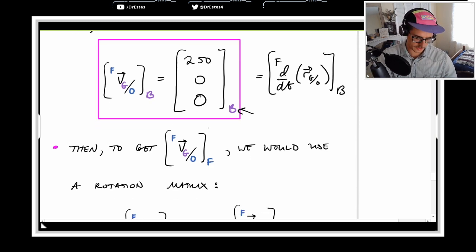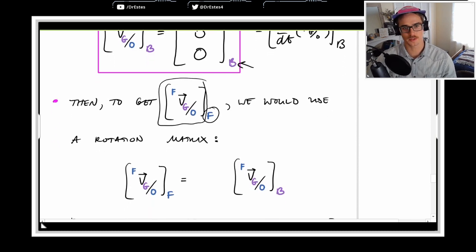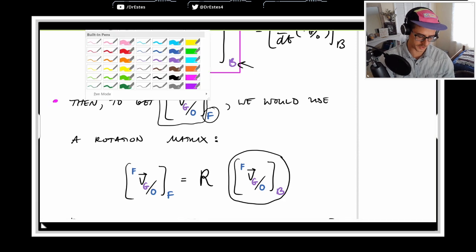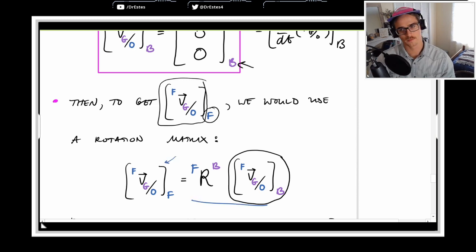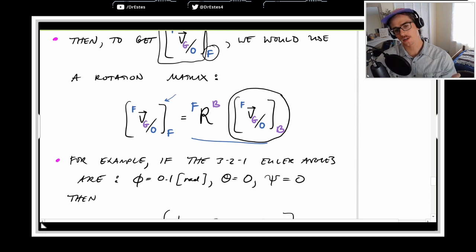So let's say I want to express the inertial velocity in the F frame. I have it in the B frame. How can I get it in the F frame? Well, you're going to use a rotation matrix. So if I have this vector, I have to multiply it with the rotation matrix from B to F, and that product will give me the components along the F frame.